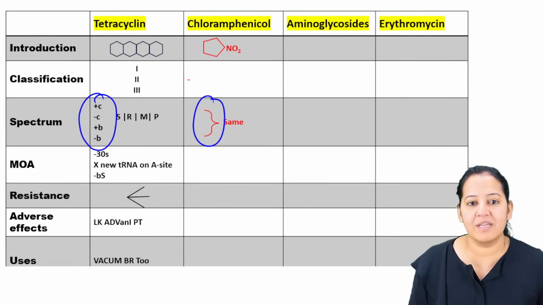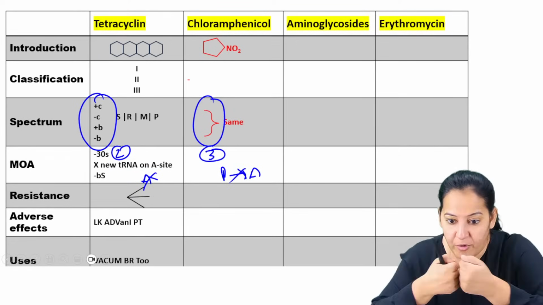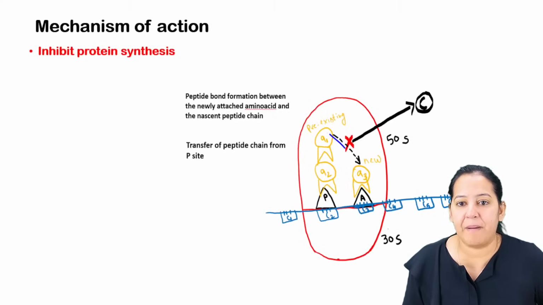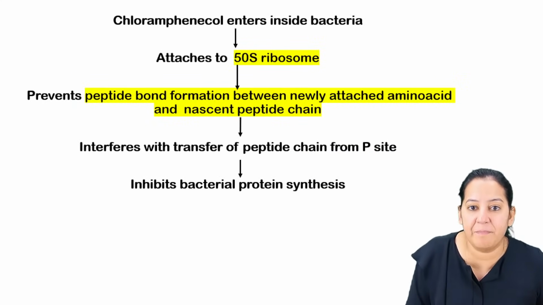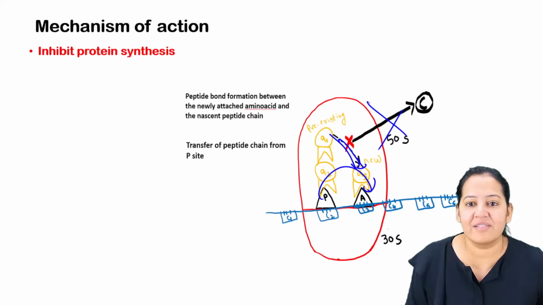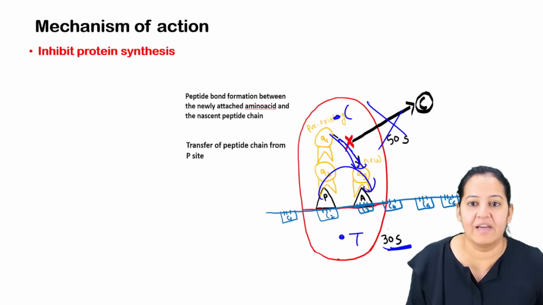Mechanism of action: this was inhibiting the second step, this was inhibiting the third step. This was inhibiting the A window, this is inhibiting the P to A shift. You know, peptide bond formation and shifting. So it is inhibiting peptide bond formation and P to A shift. It is inhibiting the third step, but it binds on the 50S of the ribosome. Tetracycline was binding on the 30S of the ribosome. Chloramphenicol binds on the 50S.